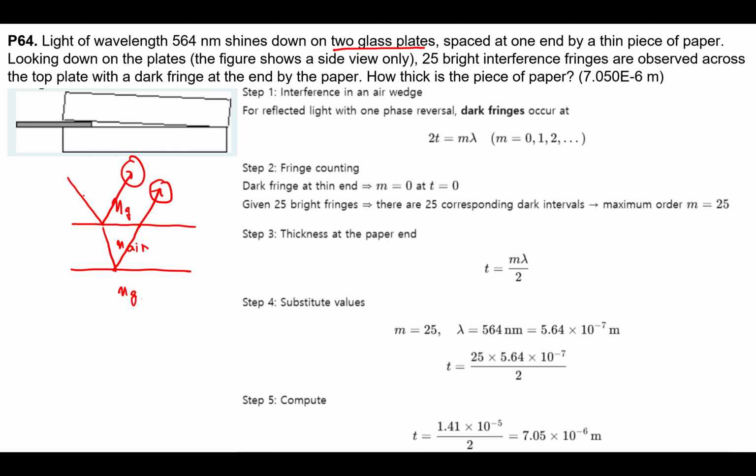So there's no phase shift when the light reflects at this boundary, because the glass refractive index is higher than air. But at this interface, the refractive index of glass is higher than this one, so that you have a pi phase shift. Okay, and once you get the pi phase shift, 2t equal to m lambda becomes destructive.